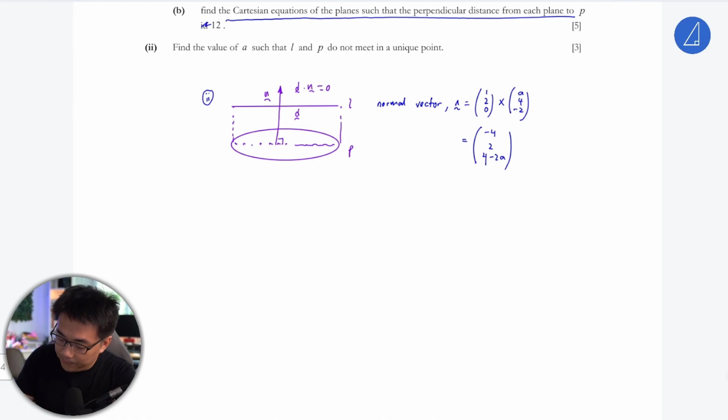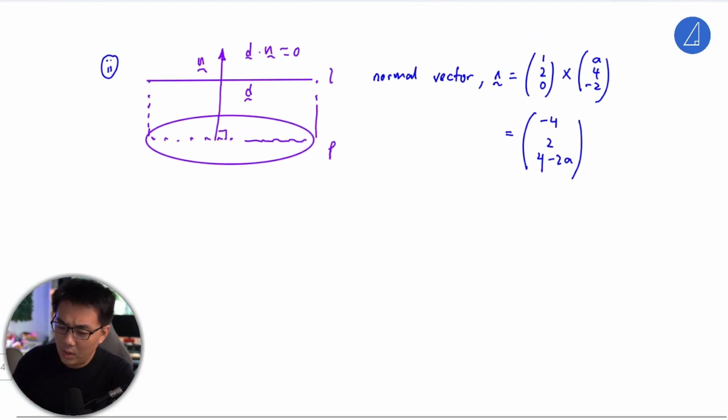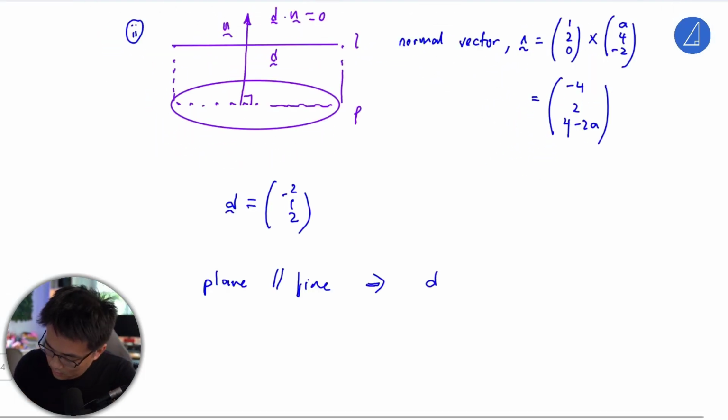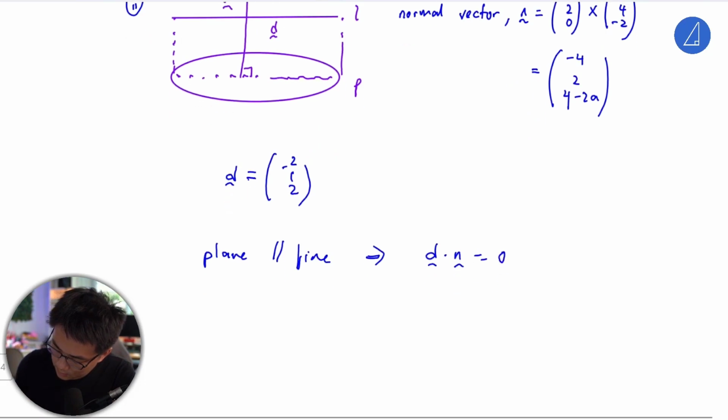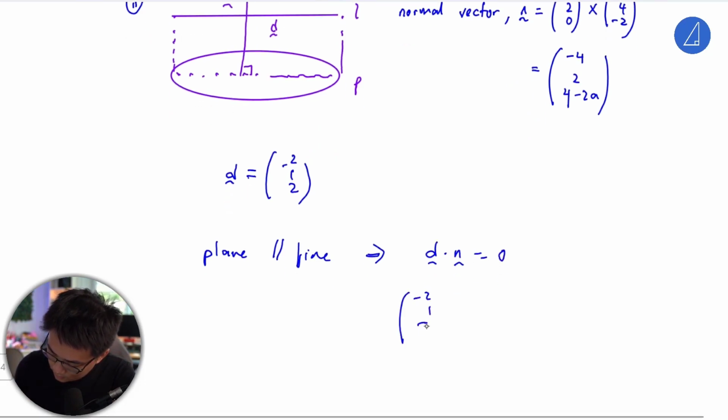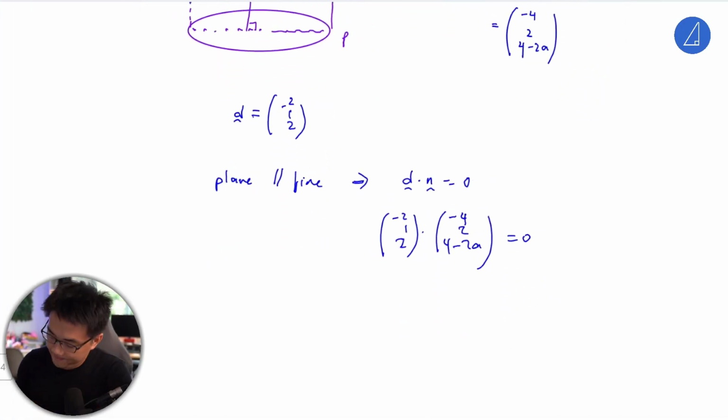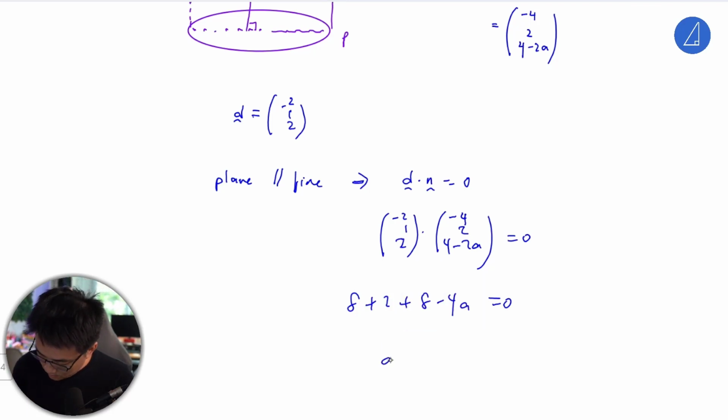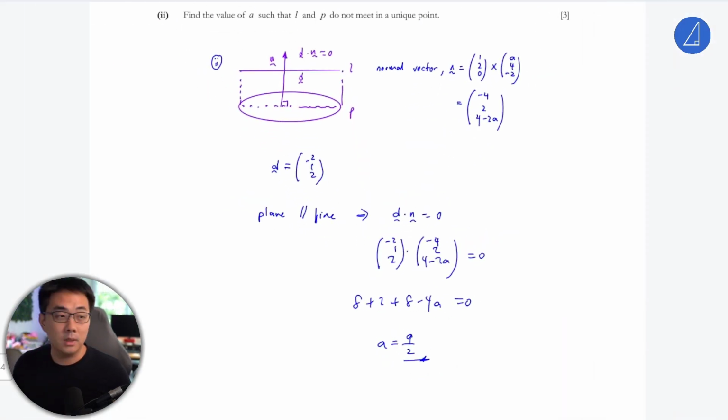I'm going to put this down. So let's do this. d dot n equals 0 will be 8 minus something, so in this case I'll get A equals 2. Okay, so that's how you do this question here.